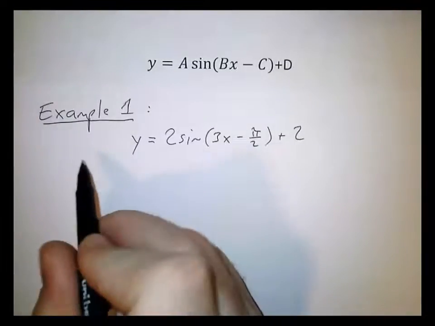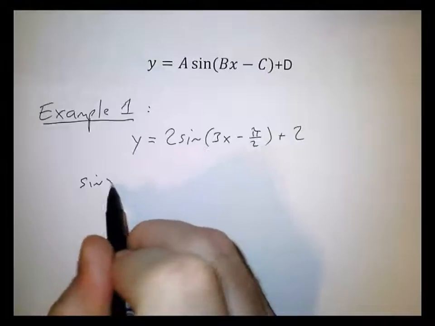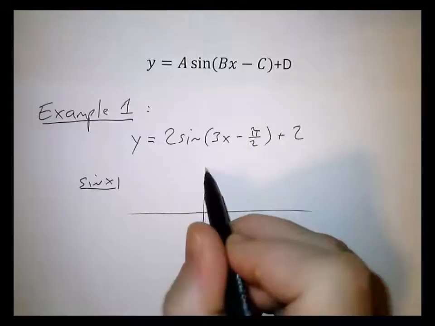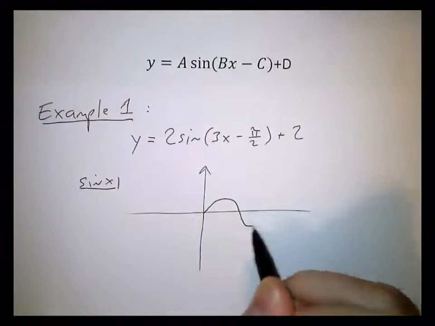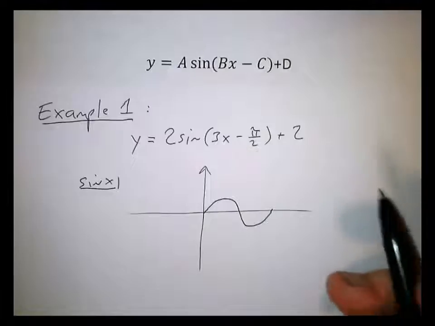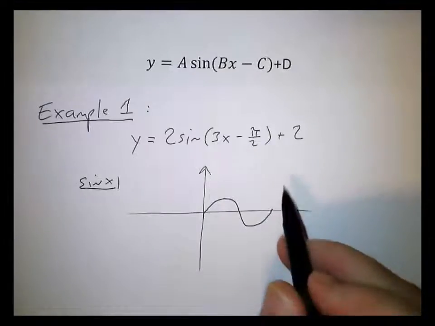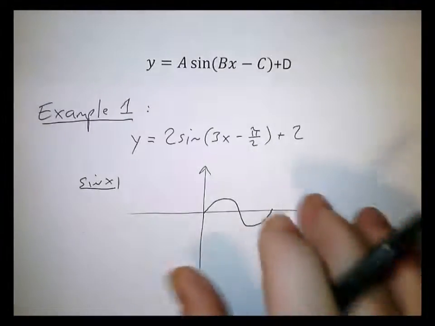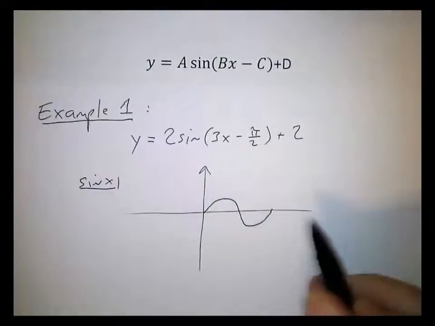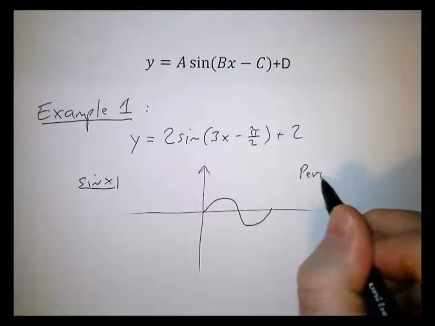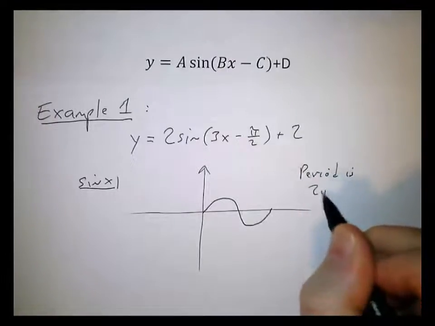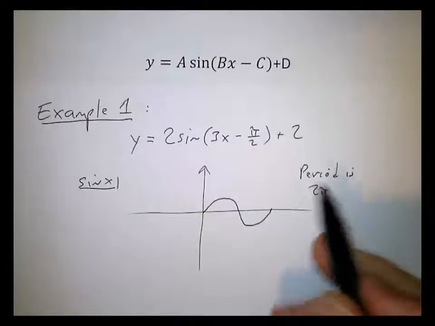So, start with the sine of x, right? And the sine of x we know looks like so. This is one period. I'm just going to do one period for these things today, and then you can extend it either to the right or left as you want. But the period here for this guy is 2 pi, right?